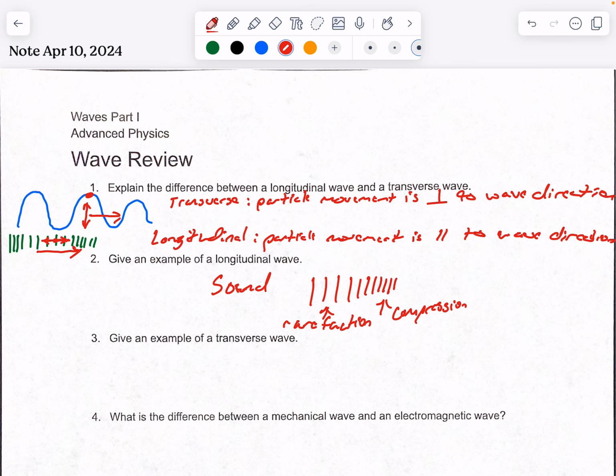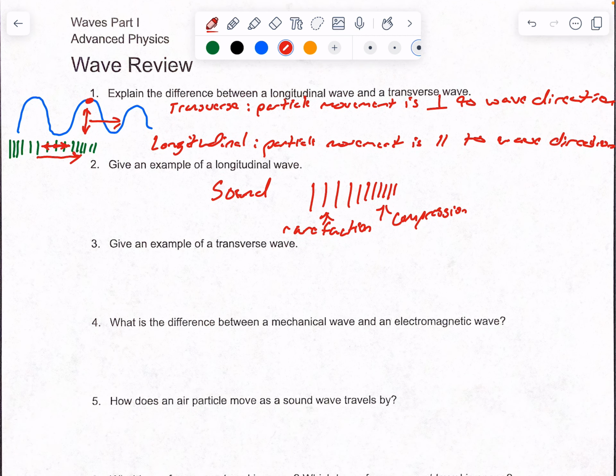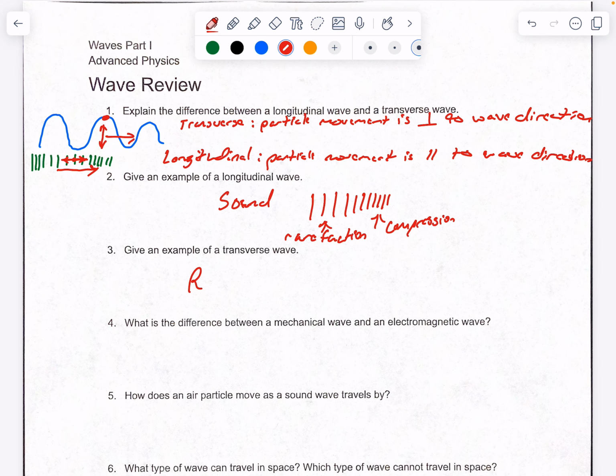Now, give an example of a transverse wave. A transverse wave is going to be any of the electromagnetic ones, things like radio wave, microwave, infrared, visible light, UV, X-ray, and gamma. Those are all electromagnetic waves, so any of those are going to be a transverse wave. And we'll go over labeling a transverse wave here in a second.